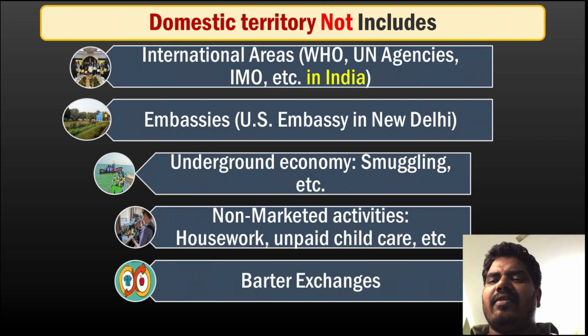Next we have barter exchanges. What is meant by barter exchange? Let us say I have some tomatoes and you have some rice. I am exchanging my tomatoes for your rice. Though I produced something and gave it to you, and you produced something and gave it to me, these exchanges are not counted in the computation of GDP.